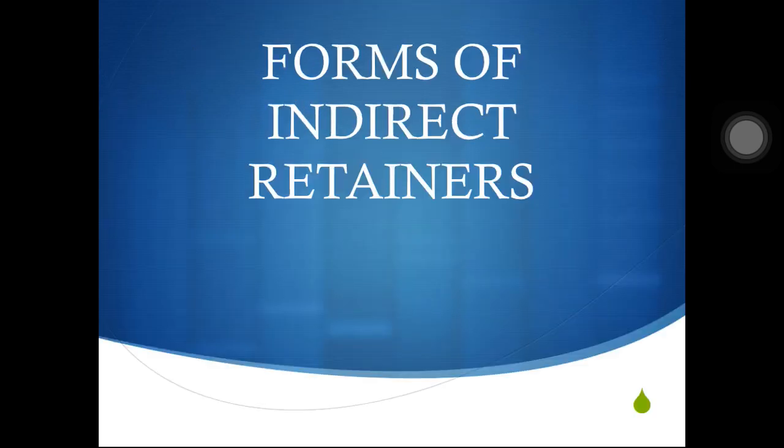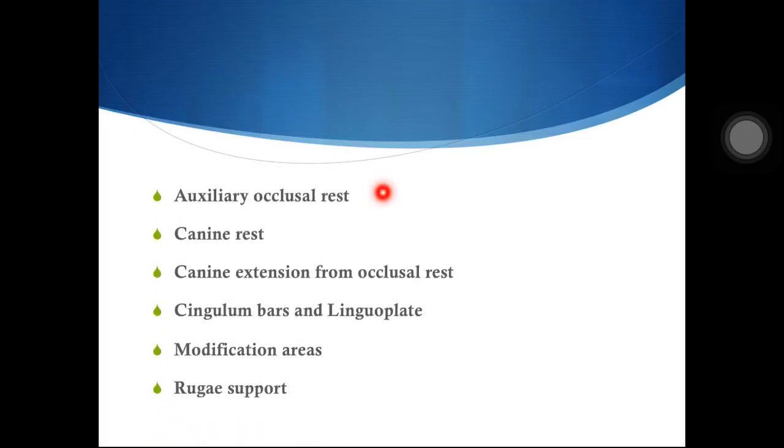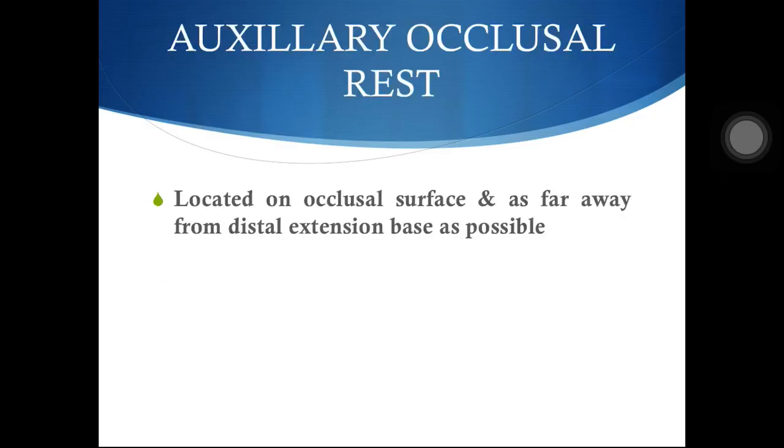Now, there are different forms of indirect retainers that can be given in the cast partial denture. The first and the most common is the auxiliary occlusal rest. Occlusal rest without any provision of retentive arm and reciprocal arm. Only the occlusal rest portion of the direct retainer is provided on the abutment tooth, which acts as an indirect retainer. Others we will discuss one by one.